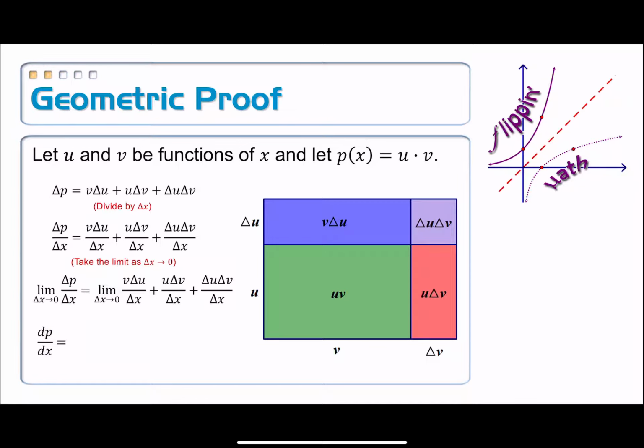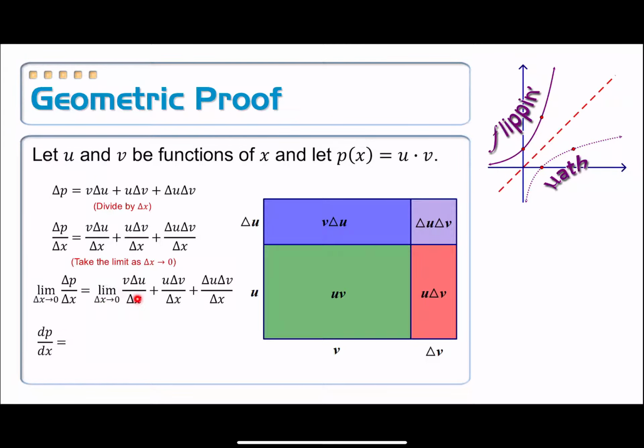All right, so now let's take it term by term over here on the right-hand side. I have v delta u over delta x. Well, ignore the v because it's not affected by this delta x, and we have a delta u over delta x.